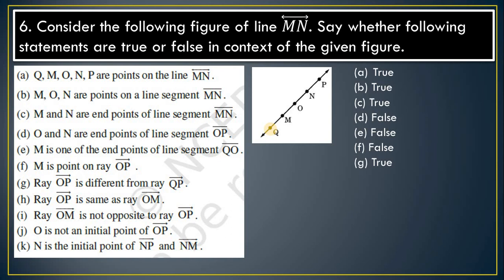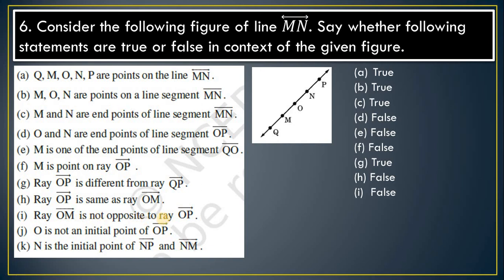Next one is H: ray OP is same as ray OM. OP and OM are different, so it is false. Then I: ray OM is not opposite ray of OP. OM and OP, you see, this is OM and this is OP, they are opposite. So what they are telling in question I, that ray OM is not opposite, is false.